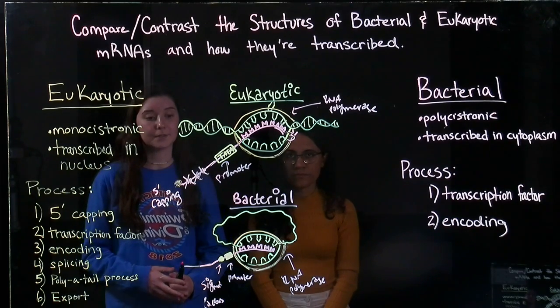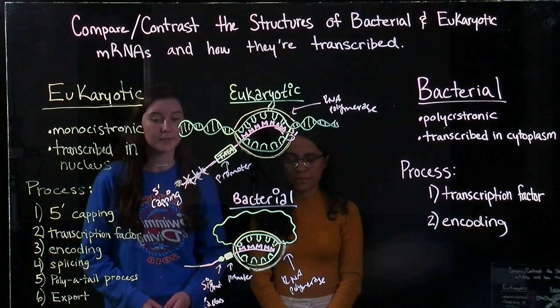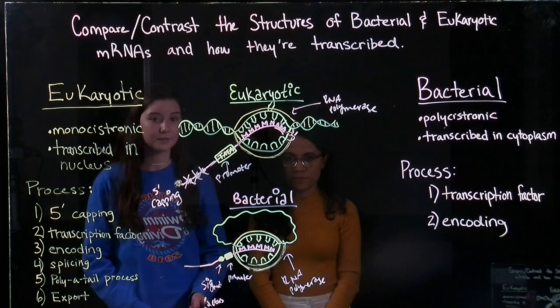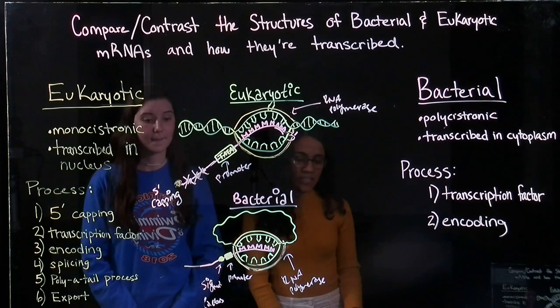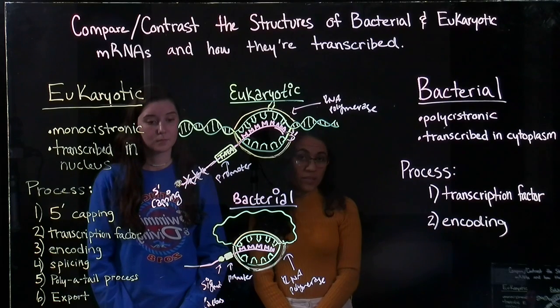Also, the mRNA transcription process is a lot simpler in bacterial cells than it is in eukaryotic cells. Basically, bacterial mRNA does not contain introns, so there's nothing that needs to be removed, and they skip the splicing step altogether. And because they don't have any introns, the bacterial mRNA is ready to be translated in the cytoplasm.